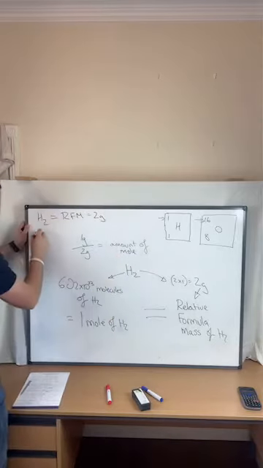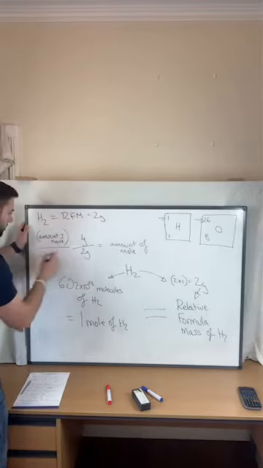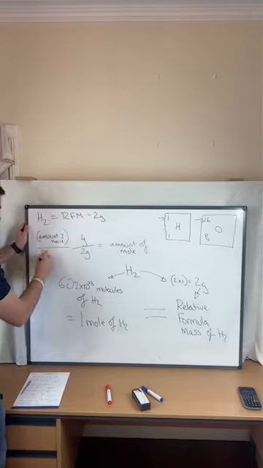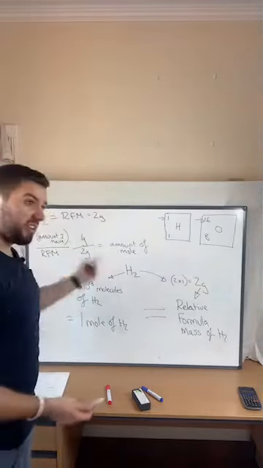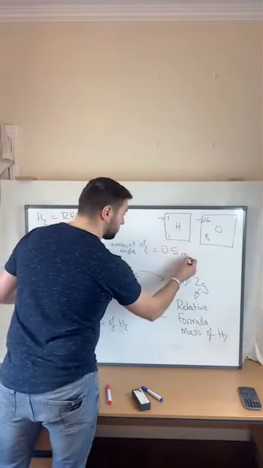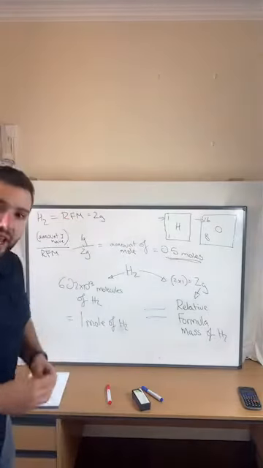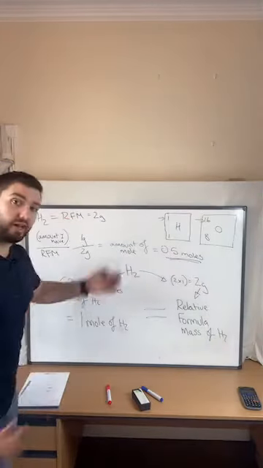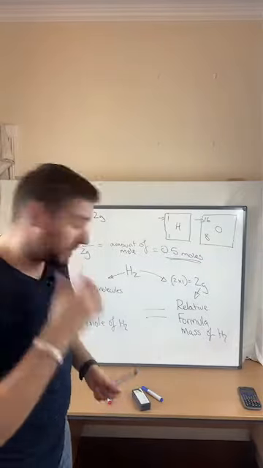Okay, so this is what we say. We say the amount I have divided by the relative formula mass. In this case, I've got 1 gram. If I divide it by 2, I've got 0.5 moles. That's all we're doing. We're just taking the amount that I do have and dividing it by the relative formula mass over and over again. Okay?